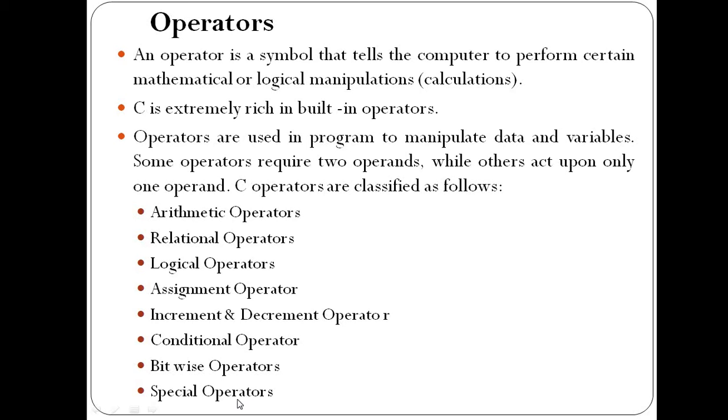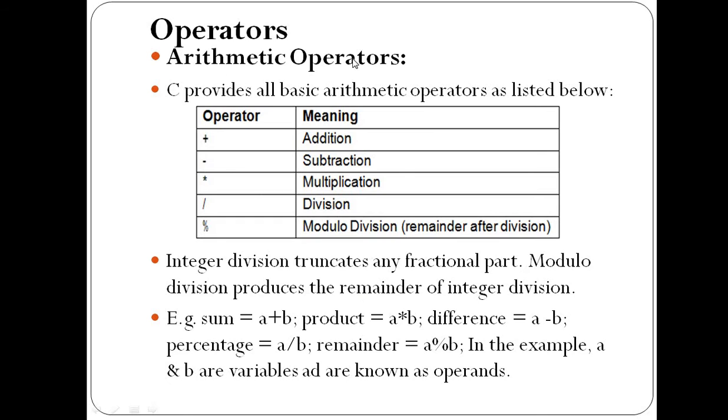So what is the basic concept of an operator? An operator is nothing but a symbol which is used to do mathematical calculations in a programming language. We will see these categories of operators one by one. First, arithmetic operators. All of you know the basic arithmetic operators. Similarly, the C programming language provides all the basic arithmetic operators listed below.